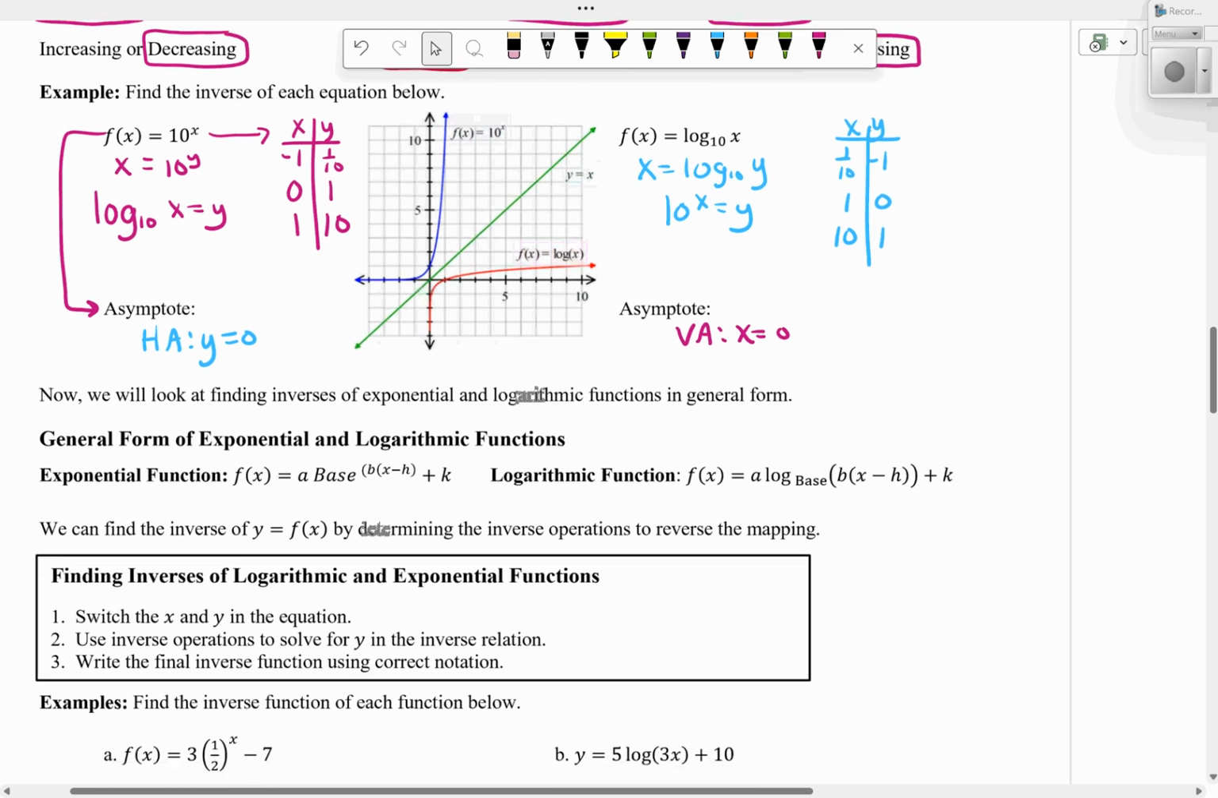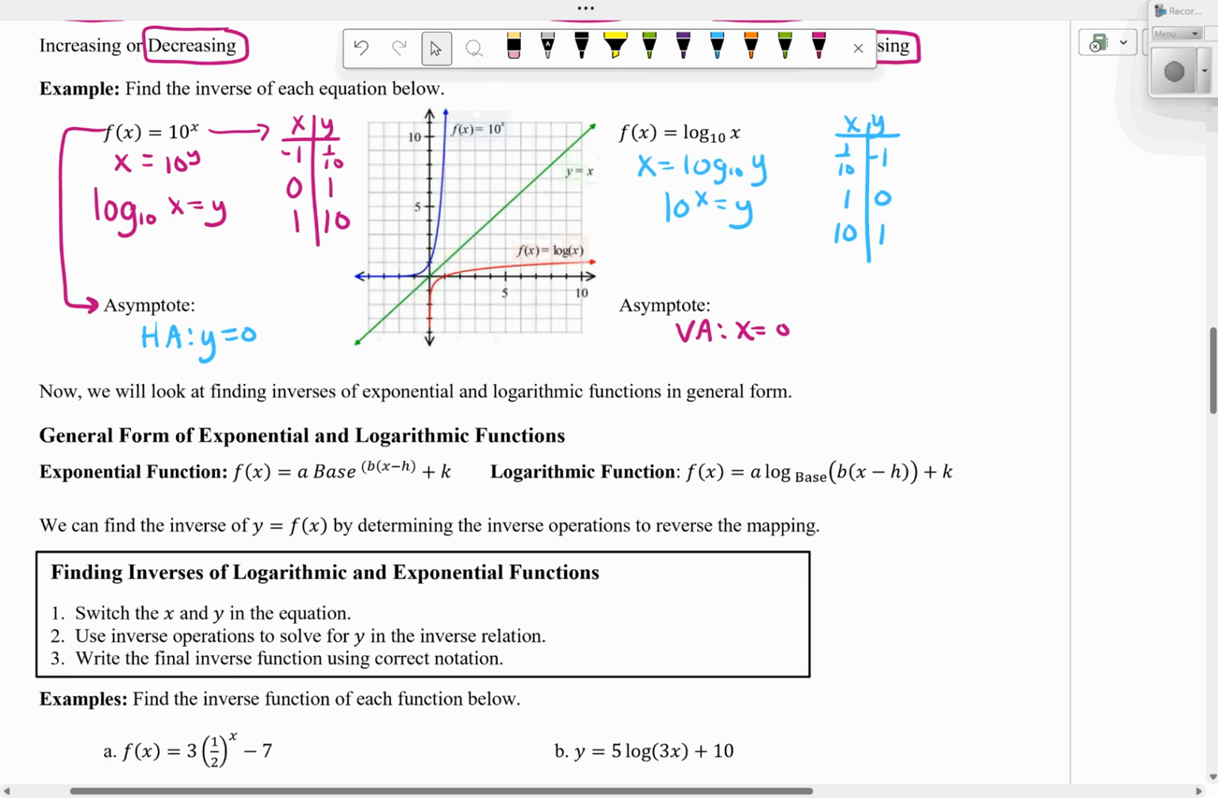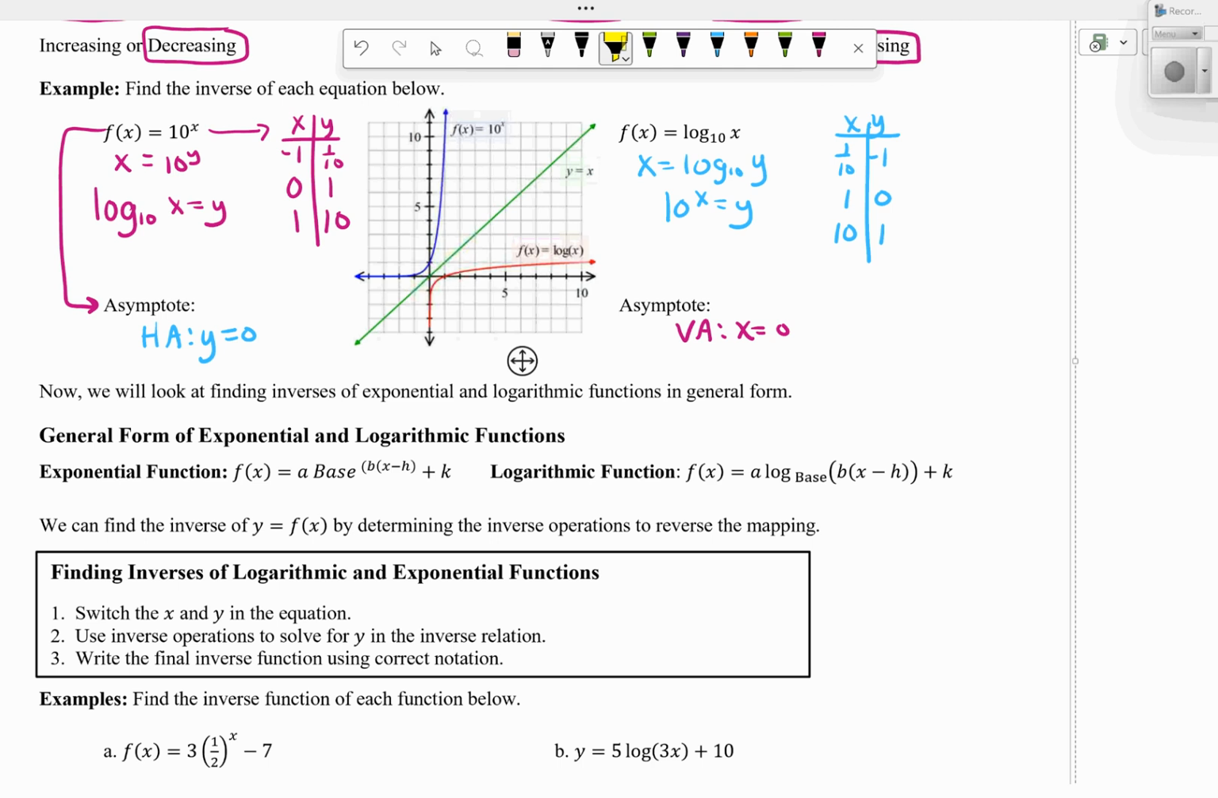So now we're going to look at finding inverses of exponential and logarithmic functions in general form. So these are the general forms right here. So I just put base because the base will change depending on the problem. So it could be a base of 2 or a base of 3 or a base of 1/3. And so whatever that base is, remember that base for the inverse also stays the base here. But these are the general equations for exponential and logarithmic functions based upon the transformations.